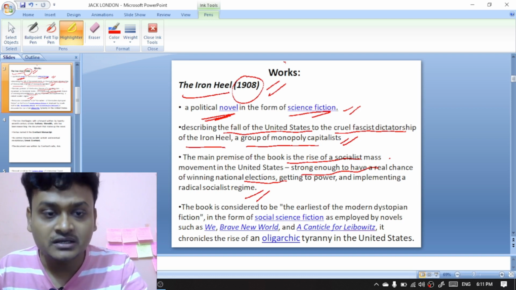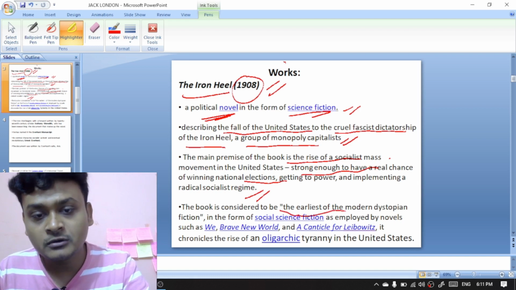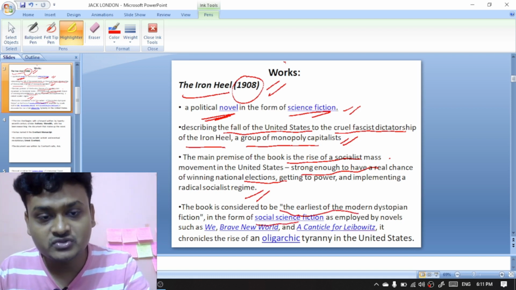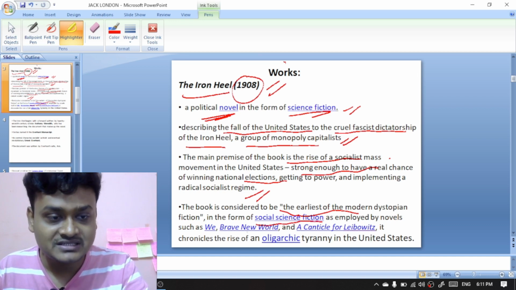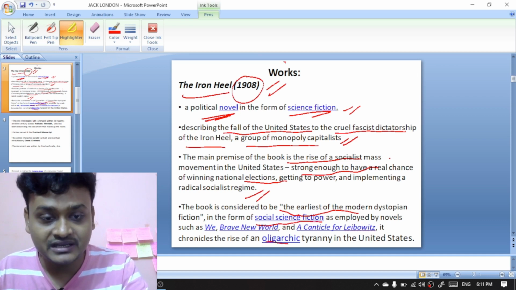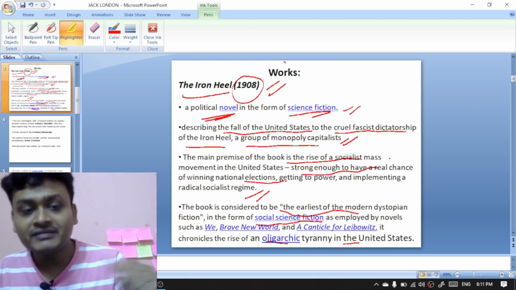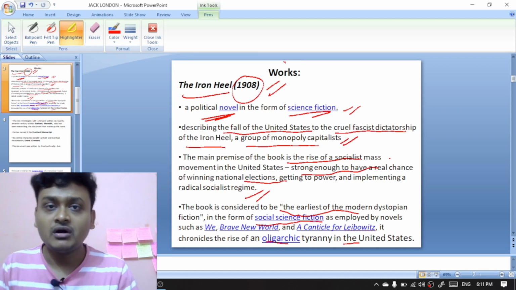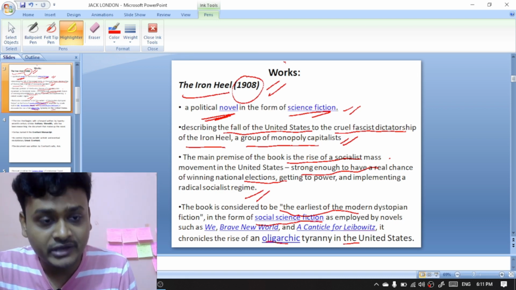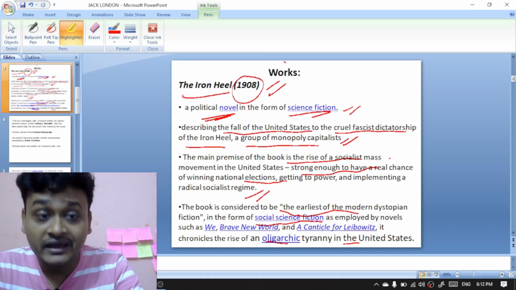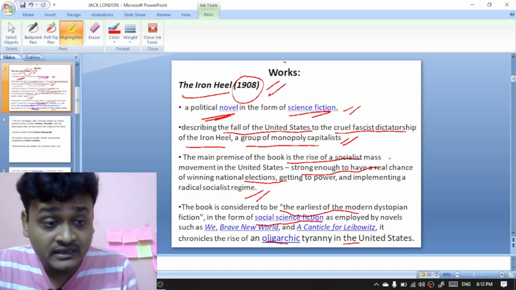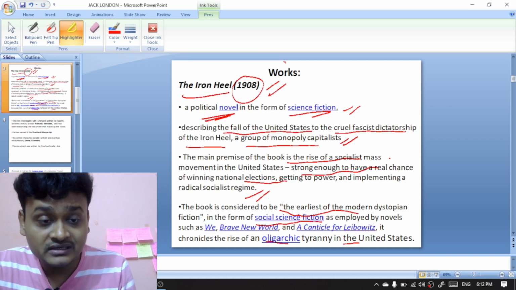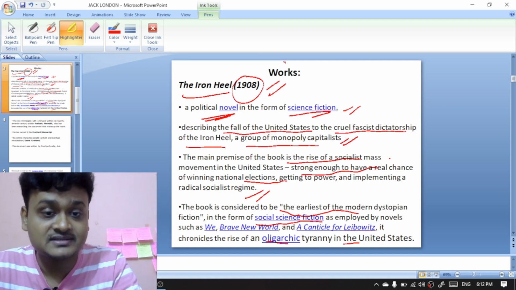This book is considered to be the earliest of the modern dystopian fiction in the form of social science fiction as employed by novels such as We, Brave New World, and A Canticle for Leibowitz. These were all dystopian novels that paved the way, and they also influenced The Iron Heel. It chronicles the rise of an oligarchic tyranny in the United States.